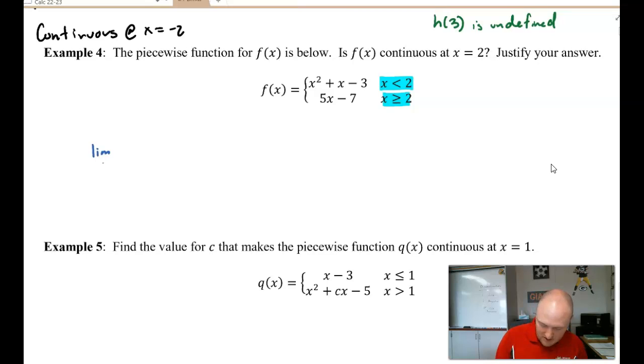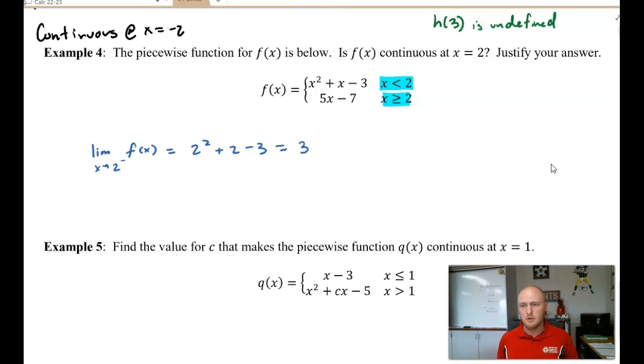So I need to say, okay, what's the limit as x is approaching 2 from the left of f of x? And all I'm going to do is plug in 2. We have 2 squared plus 2 minus 3. So that's 4 plus 2, 6. Take away 3 is 3.